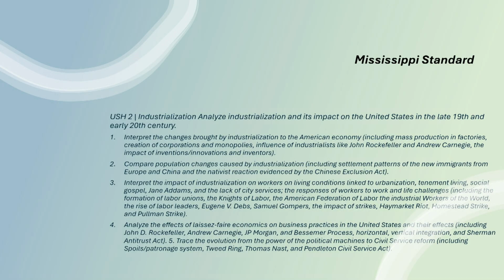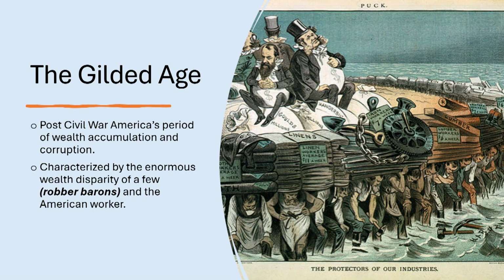Now, what we also want to do is introduce you to the standard and the objectives, of course, that will be tested when it comes to the assessment. Today, we're going to look at U.S. History Objective 2, Mississippi Standard Industrialization: Analyze industrialization and its impact on the United States in the late 19th and early 20th century, and then it has 4 supporting objectives. What we're going to do is look at the Gilded Age.